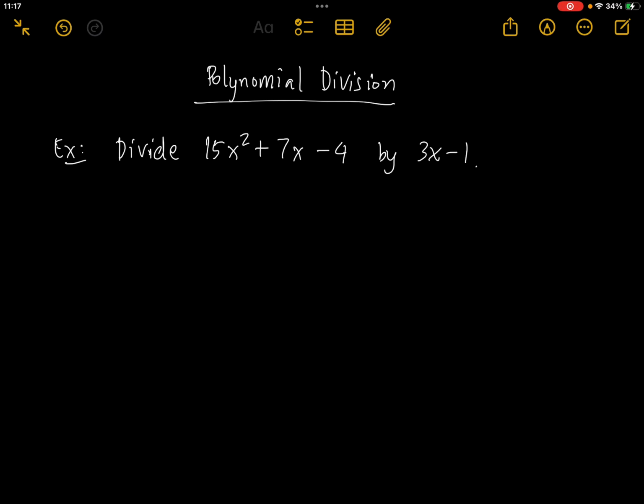Well, first of all, what degree should the polynomial have? Should it be degree 3? Should it be degree 4? It should be degree 1, right? Because if I have 3x minus 1 and I multiply it by some polynomial and I get 15x squared plus 7x minus 4, when I multiply by a polynomial, let's say I arrange the polynomial so that it goes from highest degree terms to lowest degree terms. I'm multiplying 3x by something, and that should give me a 15x squared. So I know that I should have a degree 1 polynomial.